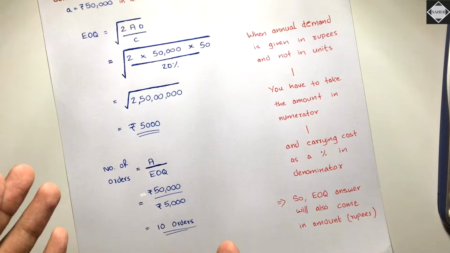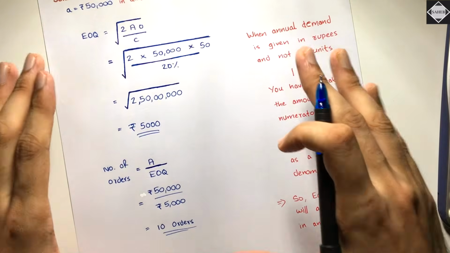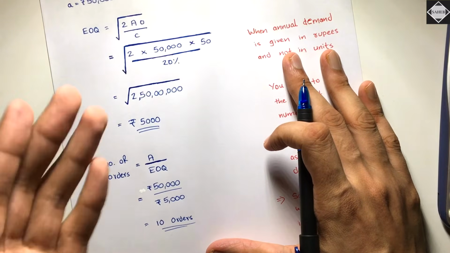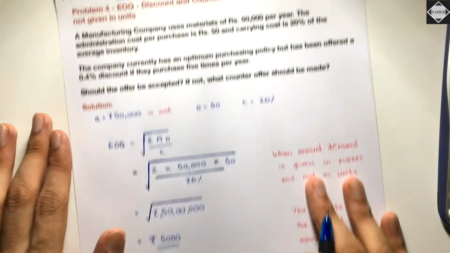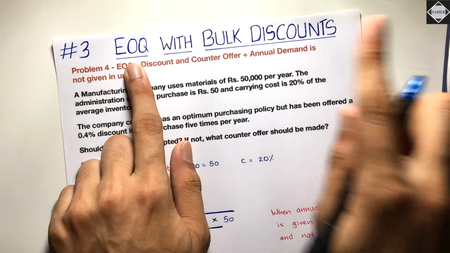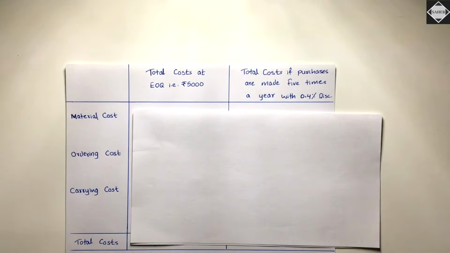So these are your number of orders. Clear? Fine. So till now you have calculated the EOQ and then the number of orders under this policy. Now you have to calculate the total cost at EOQ and at discount and do the comparison, right? So let's just do that. Now see here, this is how you will be doing the total cost comparison between the two policies.